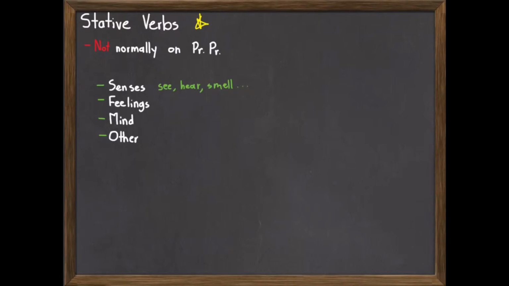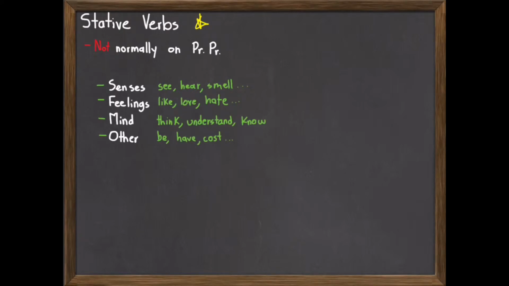They can be feelings such as like, love, hate, want, or other feelings that you might have towards something or someone. They can talk about the mind or your memory, like the following verbs: think, understand, know, etc. And there are some other verbs that are stative verbs, such as be, have, or cost.